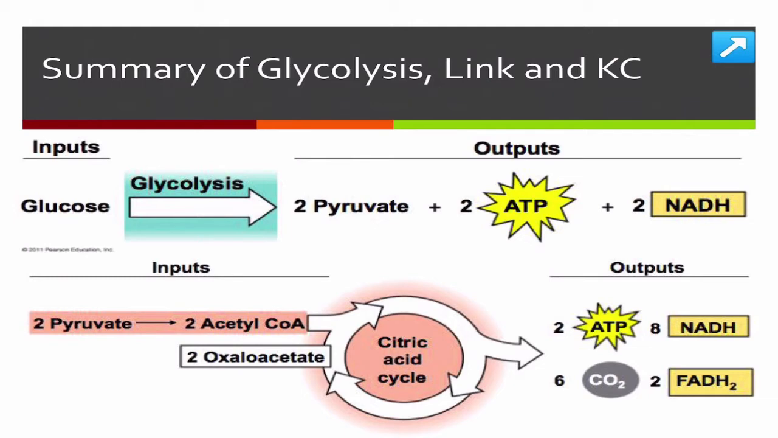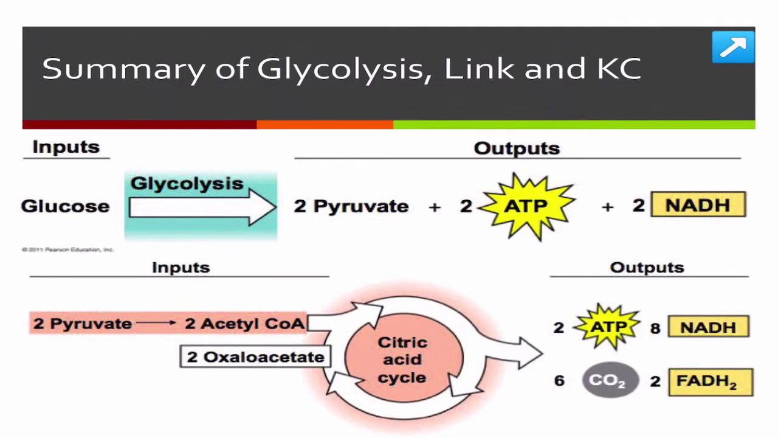Those two pyruvates go through what I was calling a link reaction, and from that you get two acetyl-CoAs. Those enter the citric acid cycle, which happens twice because there are two pyruvates. Each time you get one ATP, so a total of two ATP. You get 8 NADH, 4 the first time and 4 the second time. You get 3 CO2s each time, so all 6 of them there. And you get 1 FADH2 each time.